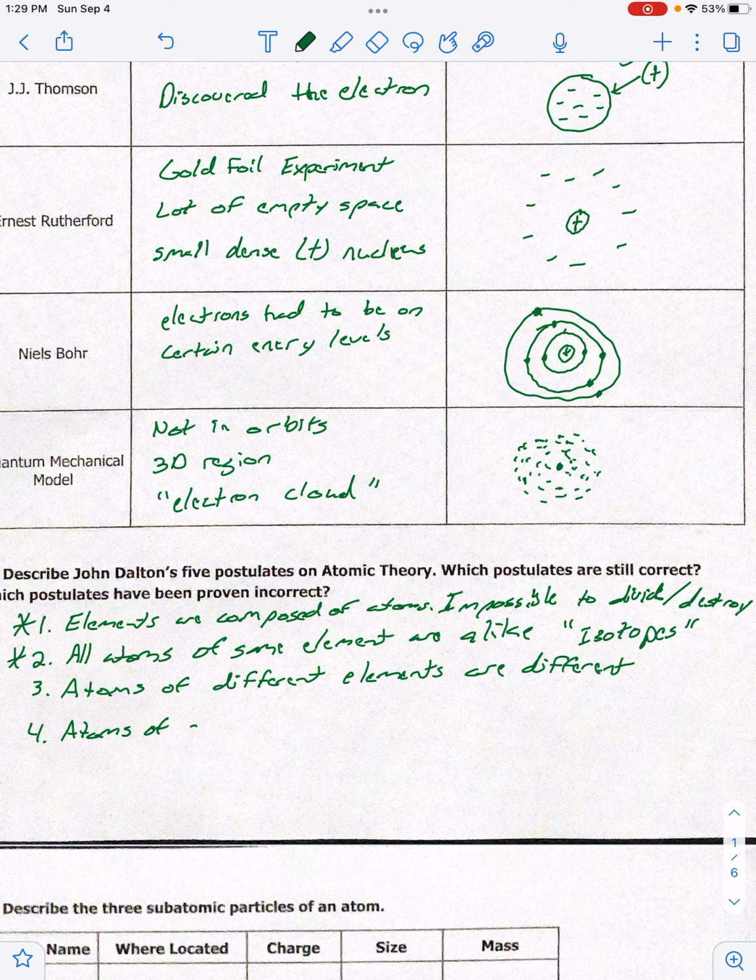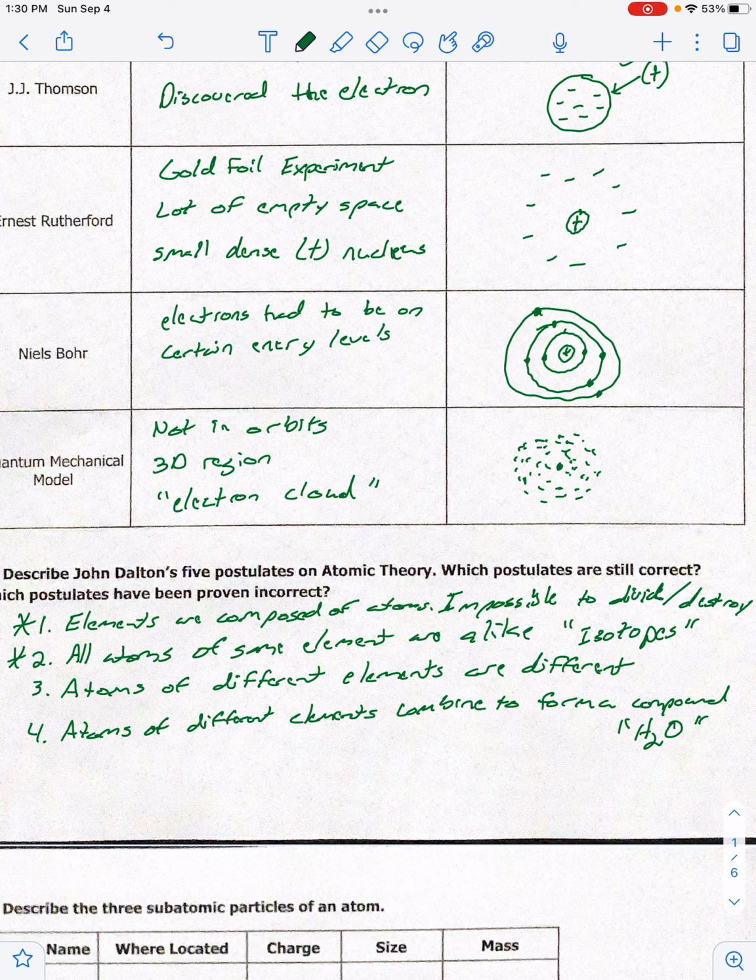Atoms of different elements combine to form a compound. Okay, an example of that would be something like H2O. You have 2 hydrogens come along and you have an oxygen come along, they combine to make H2O. Now he also stated that there had to be a whole number ratio, meaning you're not going to have 1.5 hydrogens and 2.6 oxygens. They have to be in whole numbers. You can't just split up an atom like that.